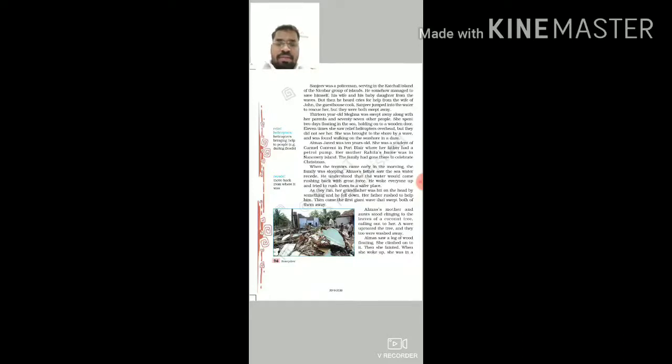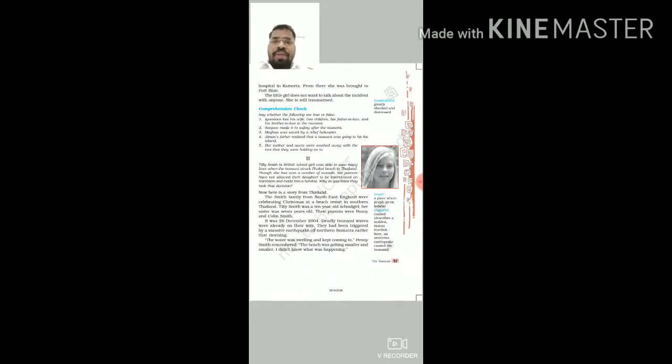Alma saw a log of wood, a big branch, a big trunk of a tree, floating. She climbed on it. Then she fainted. Fainted means dizziness, unconscious. When she woke up, she was in a hospital in Camorta. From there, she was brought to Port Blair. So when she woke, she found herself in the hospital at Camorta.